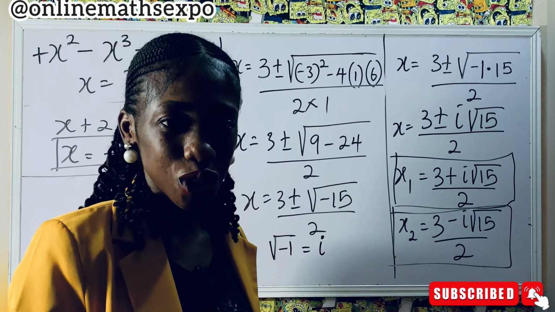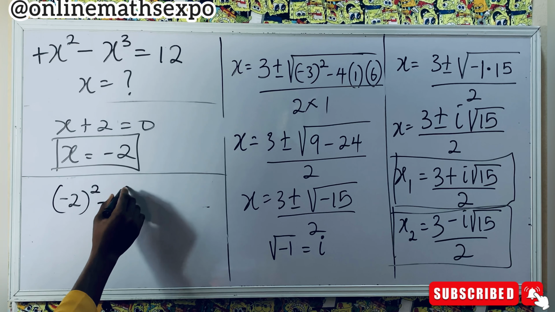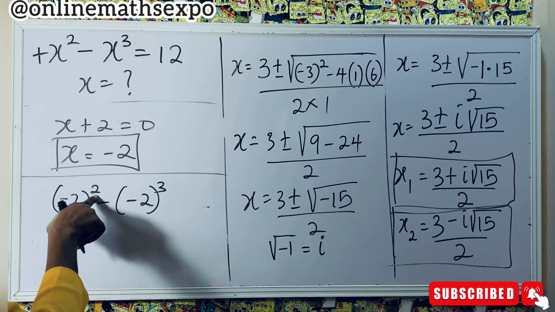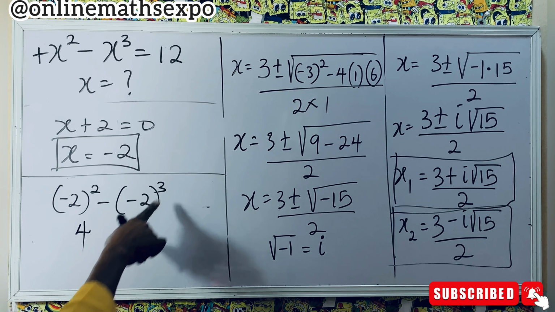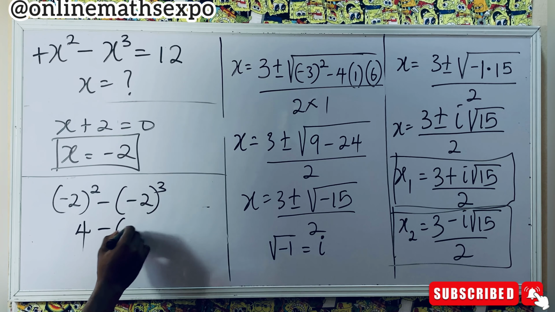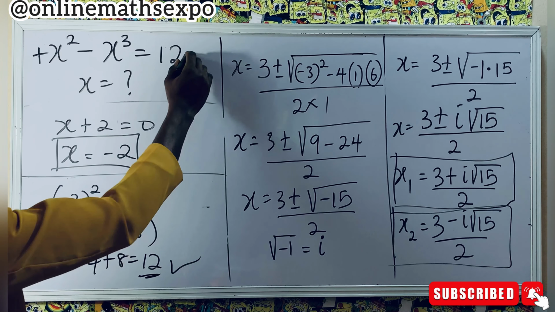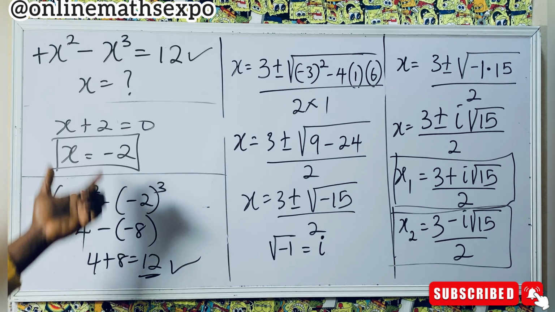Okay, now to do this, we are going to plug this into this equation to have (-2) to the power of 2 minus (-2) cubed. And remember, we said this square will make it positive. So we have 4. Because it's cubed, this will still remain negative. Okay, so we have -8. And when you open up, you have 4 plus 8 to give you 12. And that is what you have here. So I hope you see the answer we got is correct.